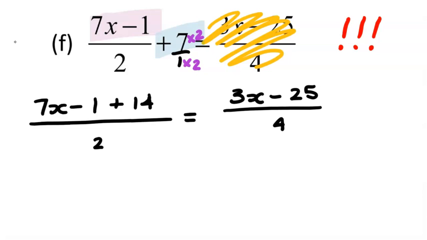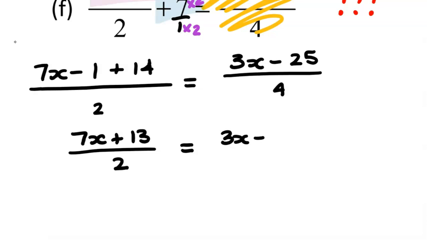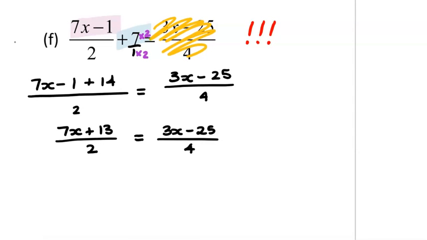Now remember, whenever we find ourselves in a situation where we have some like terms going on, we've got a -1 plus 14 here. Let's clean that up before we do any more. So 7x plus 13, -1 plus 14 is 13, over 2 equals 3x minus 25 over 4. So crisis averted. We now have a fraction equals fraction situation.